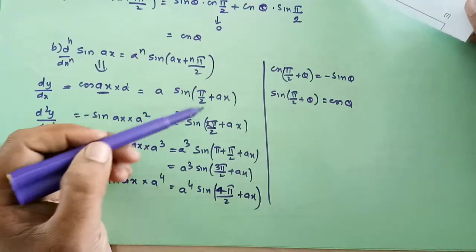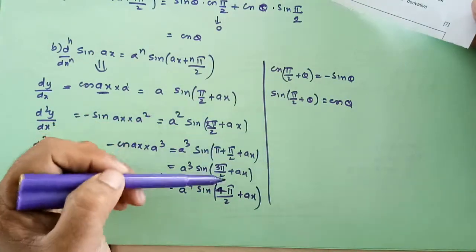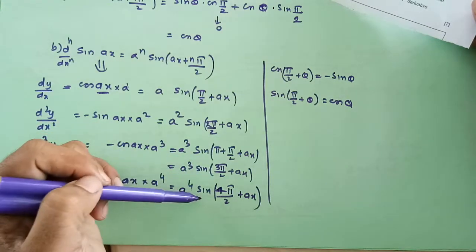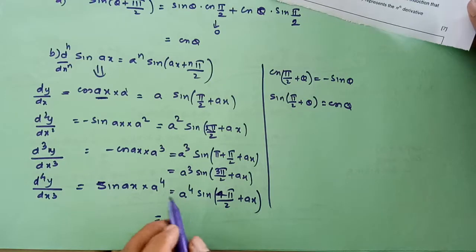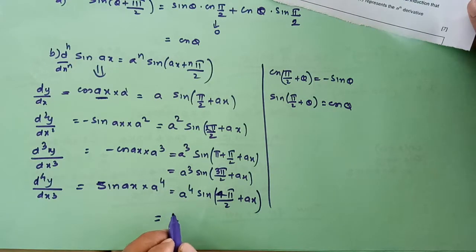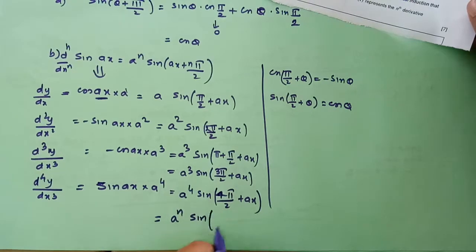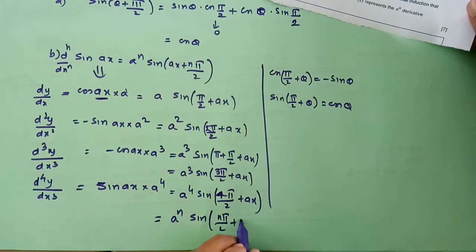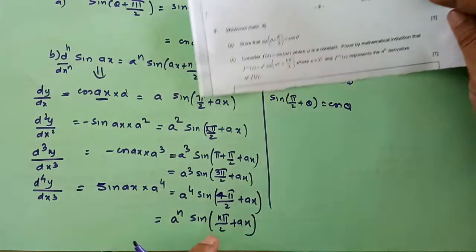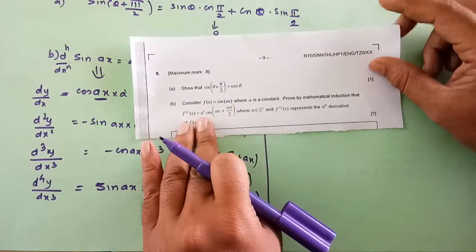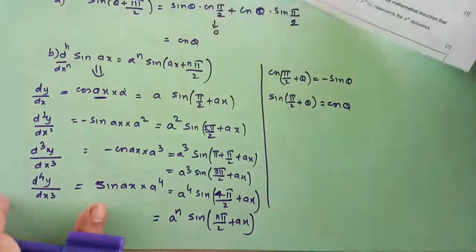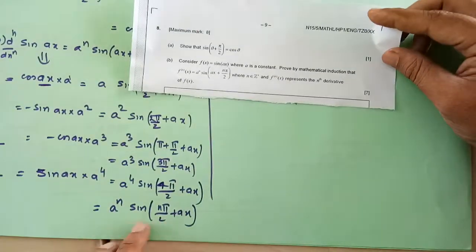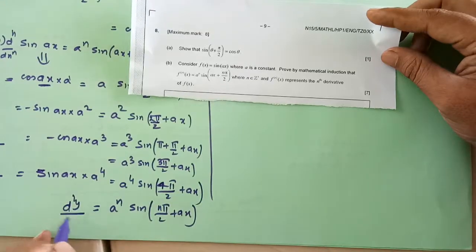So what I would do, if I have to prove it, is look at the conjecture from the pattern. My conjecture is a to the power n sine of n pi by 2 plus ax. I did this because many times they directly give you the conjecture, but many times you have to prove it. So now I'm going to apply induction to prove that this is the nth derivative of my expression.